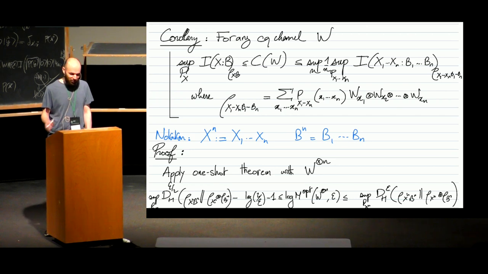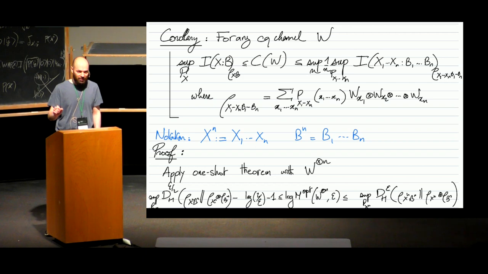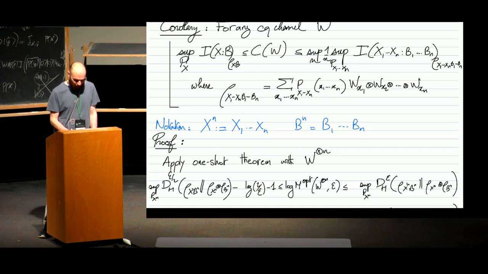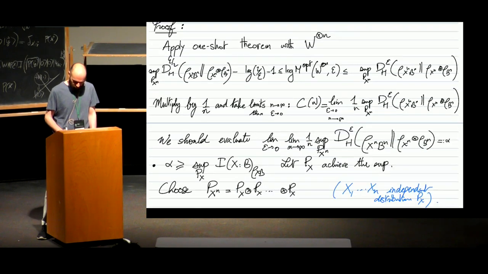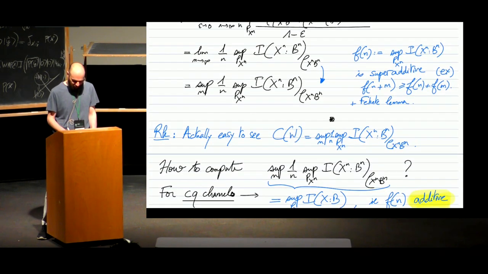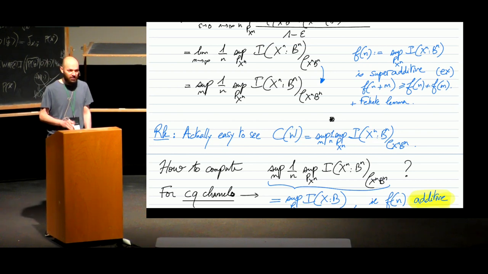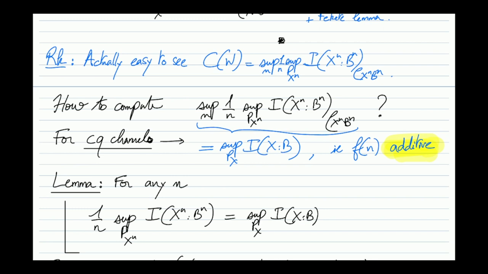But what is really nice about this specific task of point-to-point channel communication for a classical quantum channel is that something very nice happens: this will actually be equal to this. In other words, this function f of n will be exactly additive. And this does not always happen. We'll use very specific properties here of these classical quantum channels. So this is exactly what I wrote here.